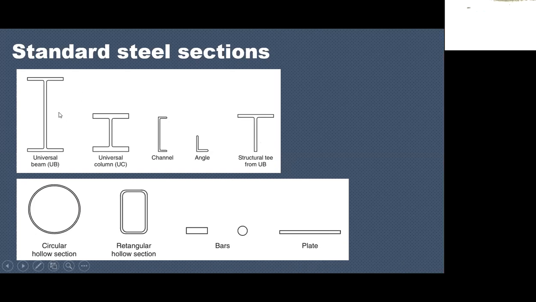If you look at the difference between a beam and a column, generally a beam has a deeper web than the flange, and a column will have the same size flange as well as web, because a column carries load axially and beams carry load transversely. So that's why the difference.